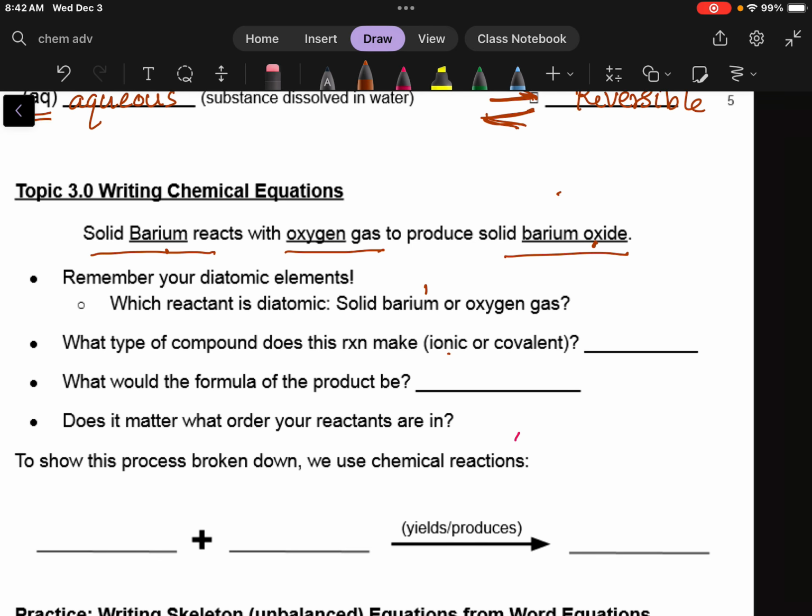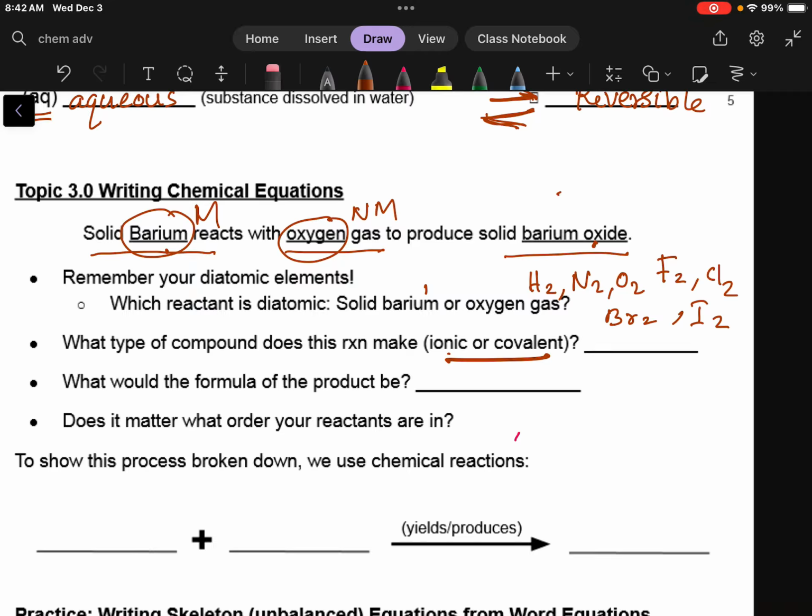First one, diatomic elements. I said 7 elements including hydrogen, then starting from nitrogen, they all exist as diatomic. So nitrogen, oxygen, fluorine, chlorine, bromine, iodine. All these elements, whenever you write them, you have to write them with the 2 there. They are called diatomic. Here barium is a metal and oxygen is a non-metal. So what type of compound will they make?